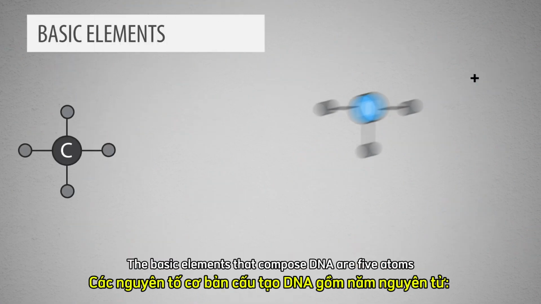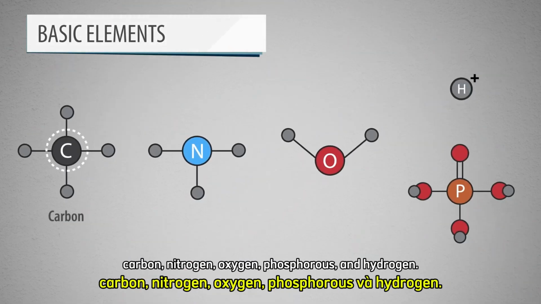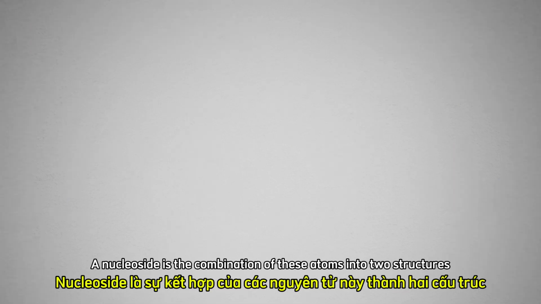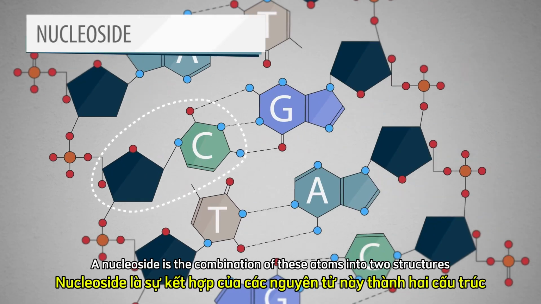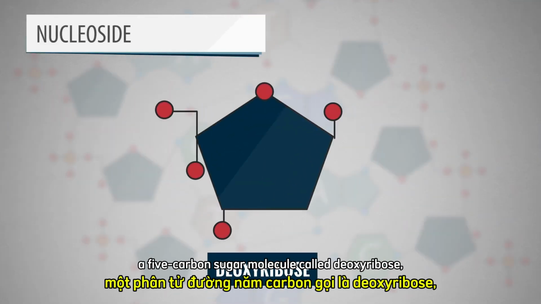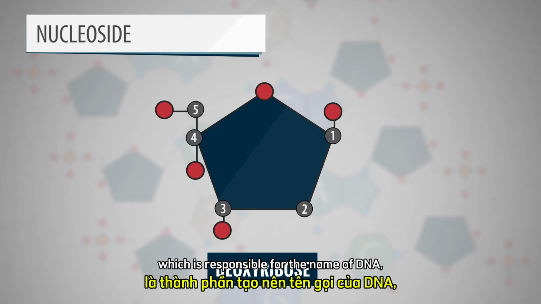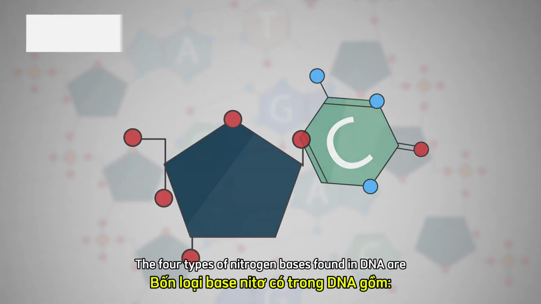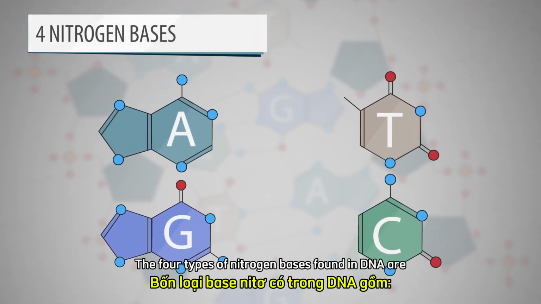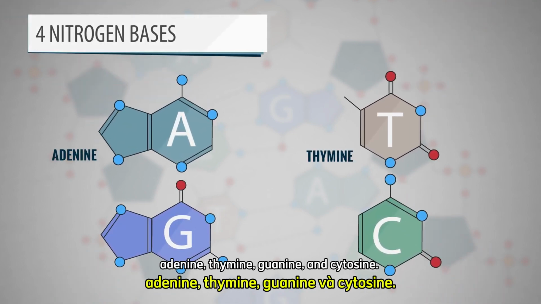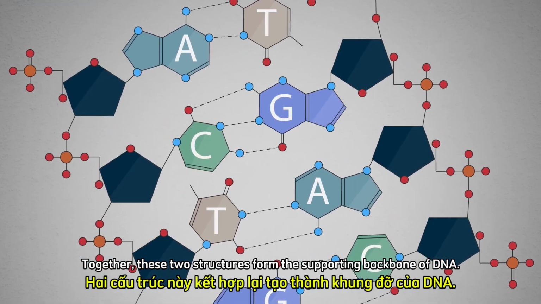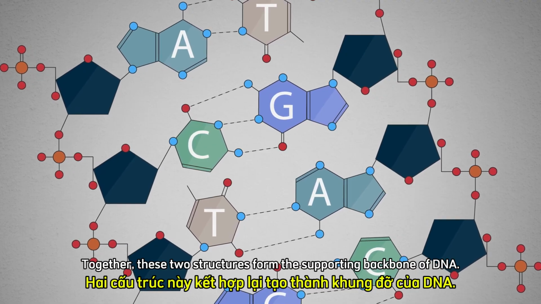The basic elements that compose DNA are 5 atoms: carbon, nitrogen, oxygen, phosphorus, and hydrogen. A nucleoside is the combination of these atoms into 2 structures: a 5-carbon sugar molecule called deoxyribose, which is responsible for the name of DNA, and one of 4 nitrogen bases. The 4 types of nitrogen bases found in DNA are adenine, thymine, guanine, and cytosine. Together, these 2 structures form the supporting backbone of DNA.